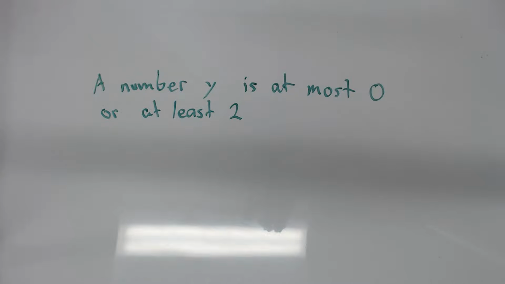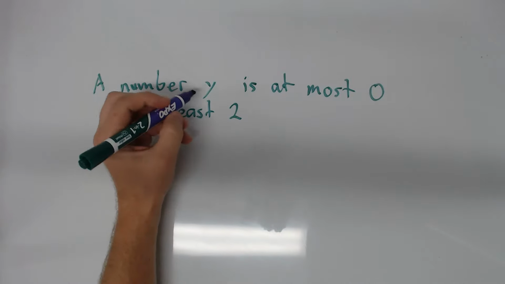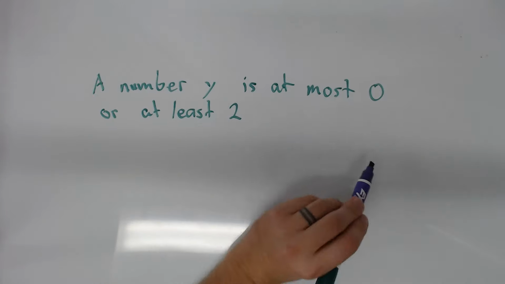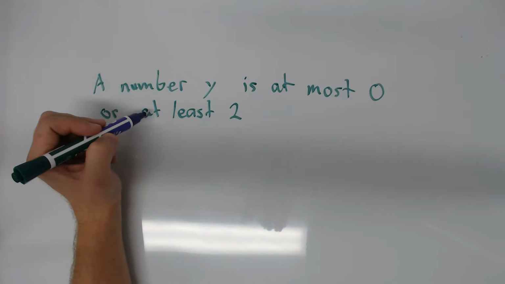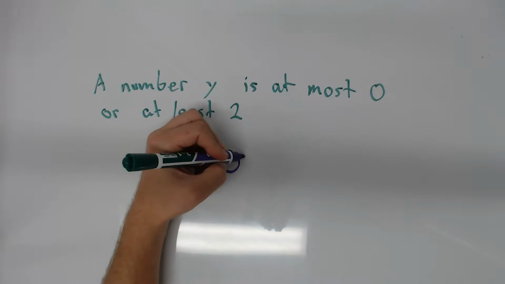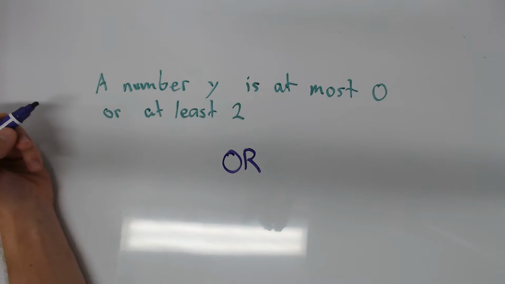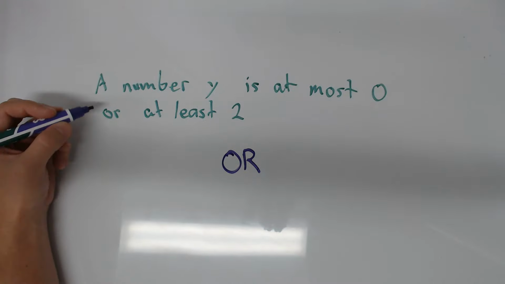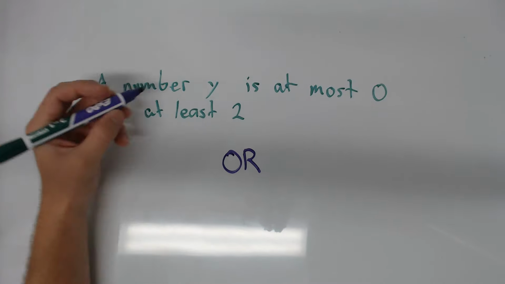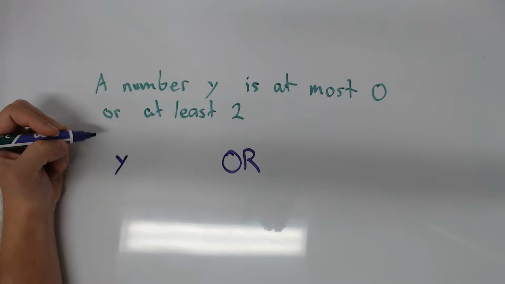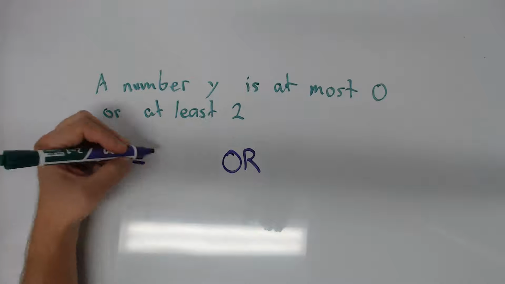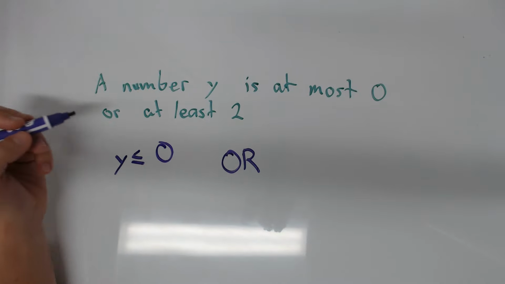So, a real quick example, and this is just a translating one. A number y, that's the variable we're comparing with, is at most 0 or at least 2. So when we write out this inequality, I want to write out two separate inequalities with the word or in between. Sorry, I keep knocking the camera. So y is at most 0. At most 0, it can be less than, and it can be equal to, but it can't be greater. So that should be the less than or equal to sign.